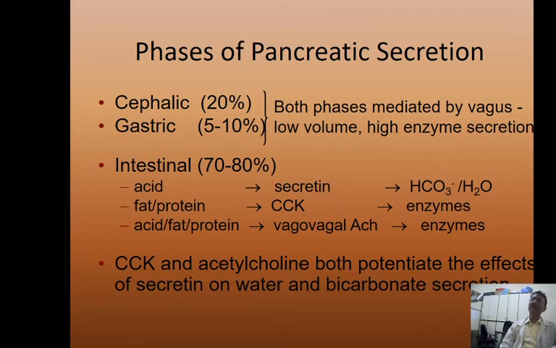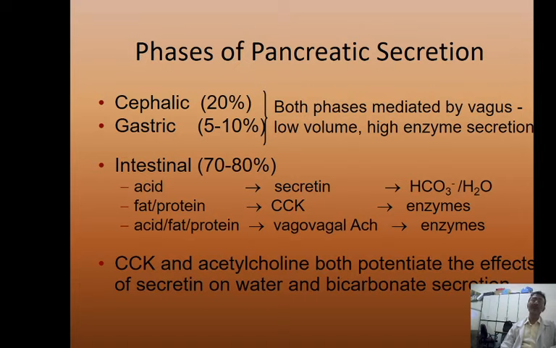Phases of gastric pancreatic secretion. Again, as I said earlier, there are three phases: the cephalic phase, the gastric phase, and the intestinal phase. The cephalic phase is the phase where the sight of the food, the thought of the food, the smell of the food, or the taste of the food itself will cause the release of small quantities of pancreatic juice secretion in the duodenum, and this accounts for around 20%.